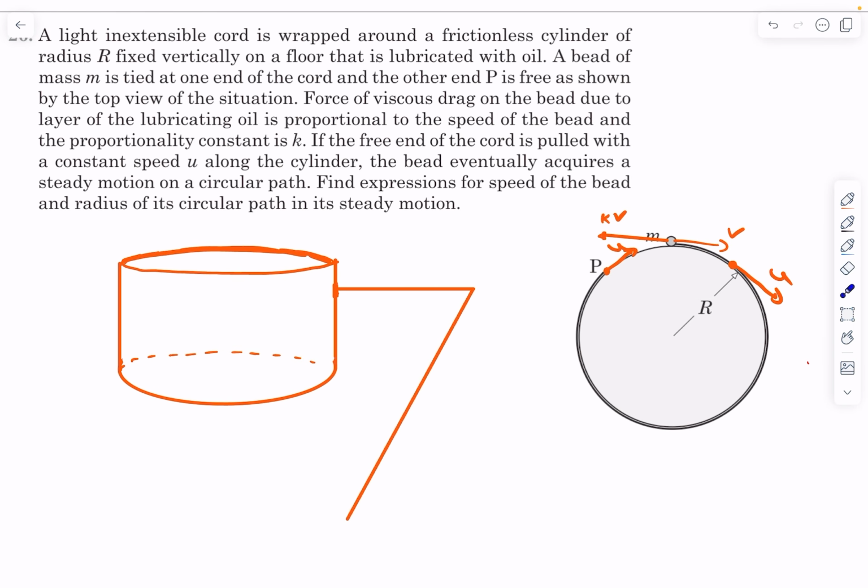Okay, so now the thing is, this bead wouldn't be along this cylinder. Okay, and I'll explain the reason in a bit.